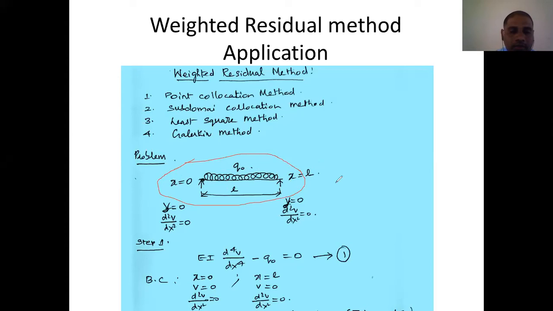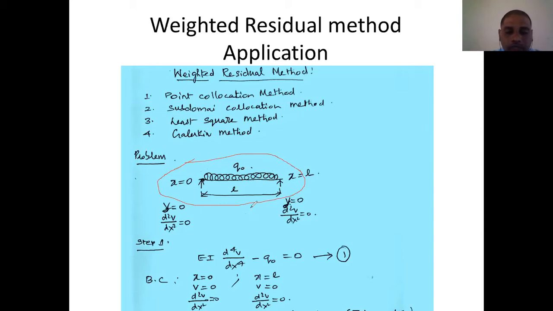Step one in solving this problem based on the weighted residual method is forming a governing equation for this kind of problem. The problem here in beams is to find the deflection across its entire span. At any location in between, you are supposed to find what the deflection is at that particular point. So this is our problem. What could be the governing equation? Step one is to form a governing equation and impose the boundary conditions upon the problem.